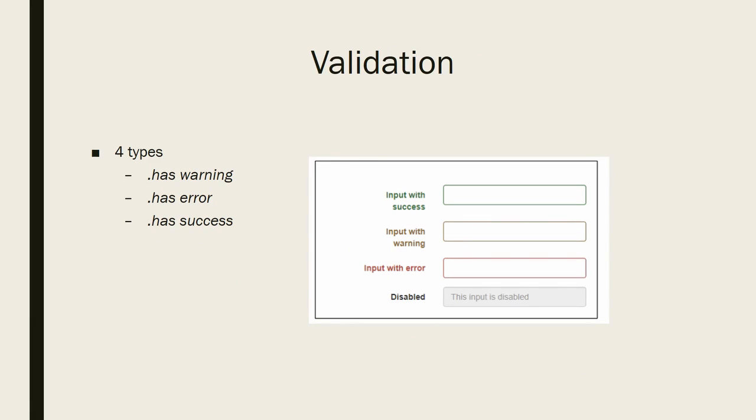Okay, validation. There are four types of validations. It's a simple thing. You've got .has-warning, .has-error, and .has-success, and these are the outputs of how it will look.